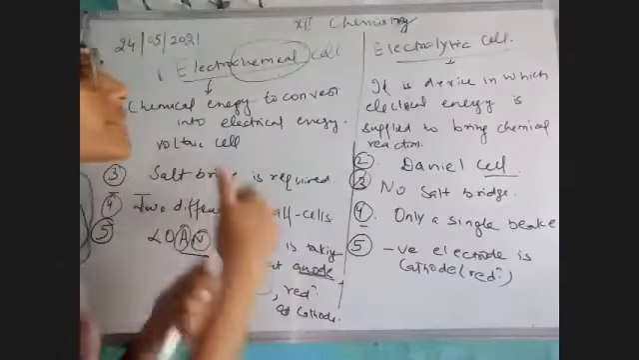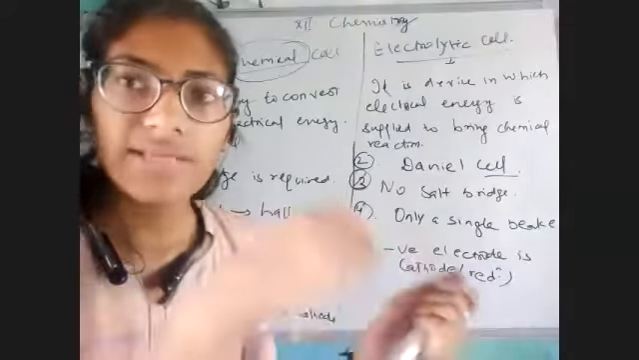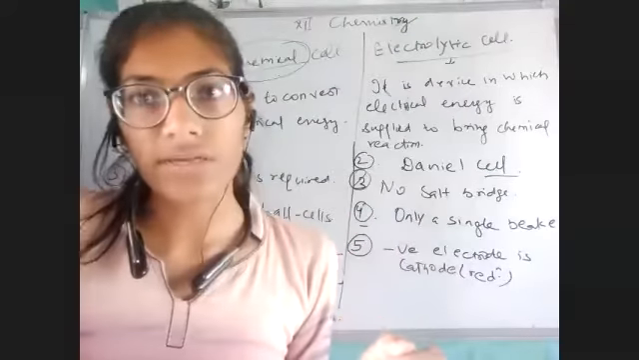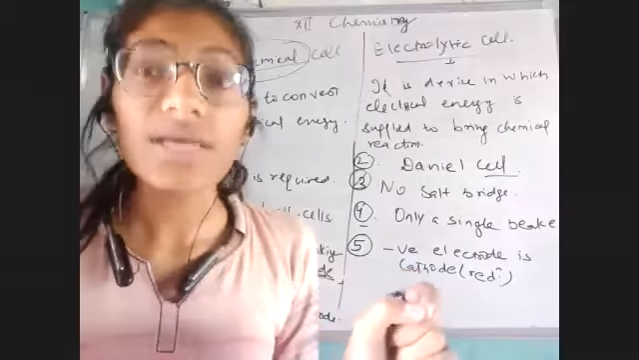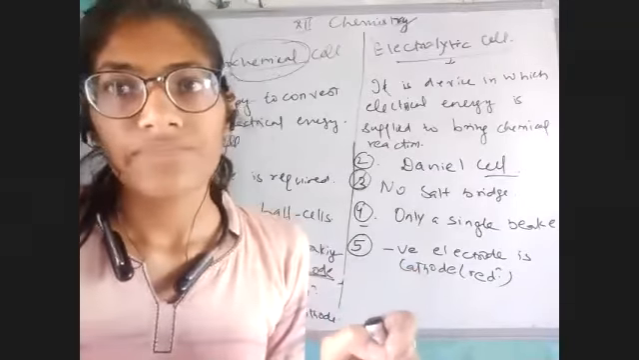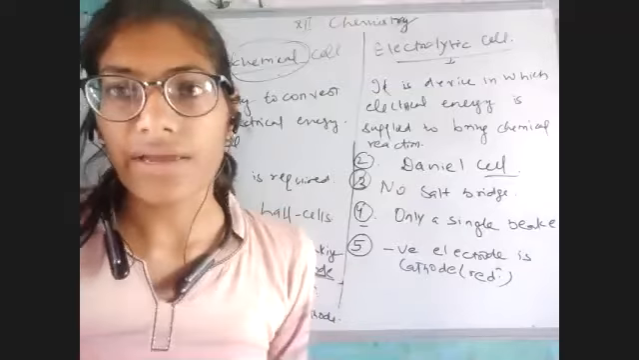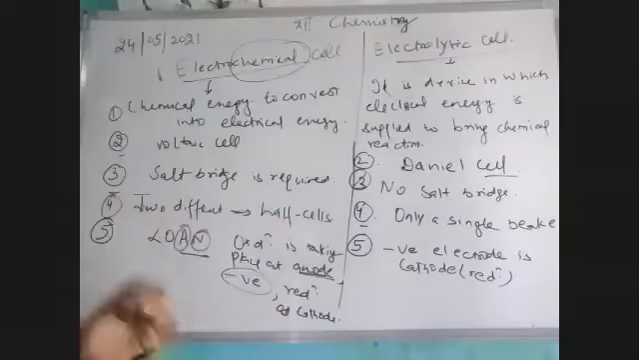He says that we need chemical energy, and that chemical energy we would use to make electrical energy. In the electrolytic cell, a cell is present over there, but we are using electrical energy to bring about a chemical reaction. One more thing I want to describe here.